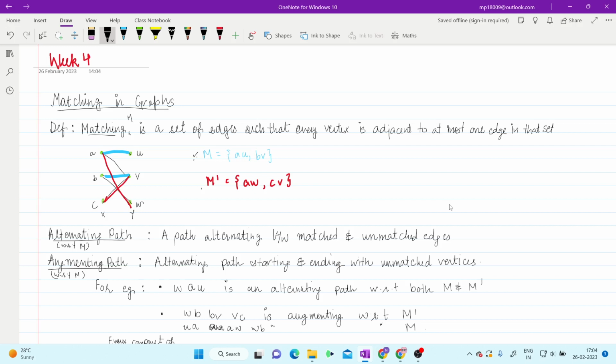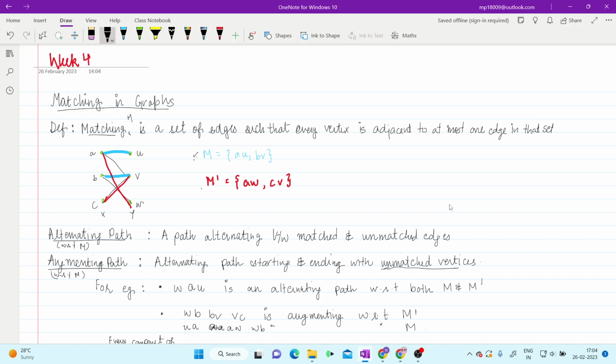A path is basically you go from one vertex to another, but an alternating path is defined with respect to some fixed matching. It has to alternate between matched and unmatched edges. So if you start with a matched edge, then you go to an unmatched edge, and so on. An augmenting path is a special type of alternating path which starts and ends with unmatched vertices. So it is saying that an augmenting path should start and end with unmatched vertices.